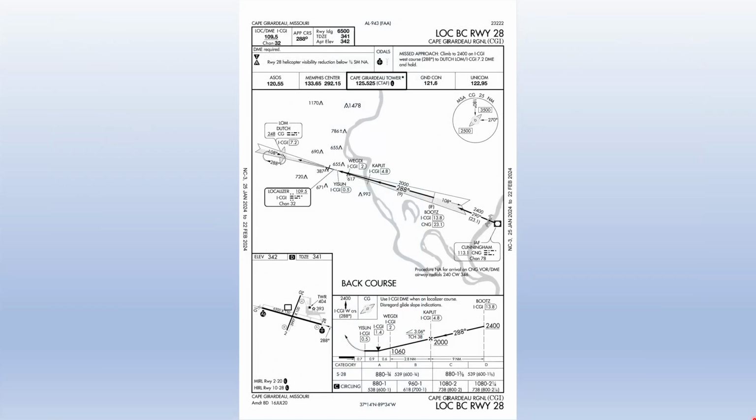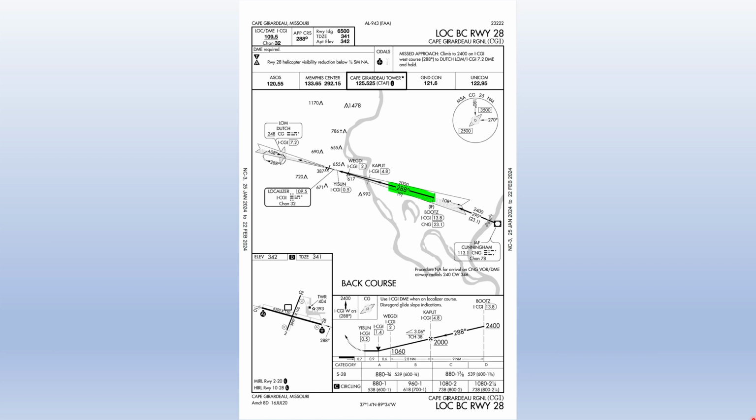Back course approaches are never equipped with a glide slope. In the real world, if you get any sort of glide slope indications, they're likely coming from the front course glide slope, and you should ignore them. And there's often a handy note reminding you of that in the profile view of the chart. Other than the reverse sensing aspect, localizer back course approaches are flown like any other non-precision approach without vertical guidance.